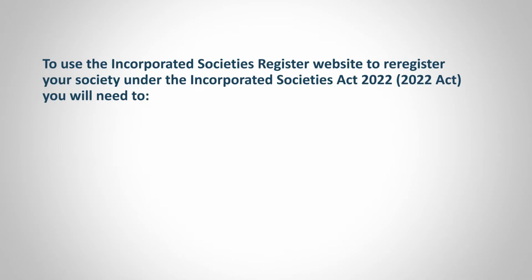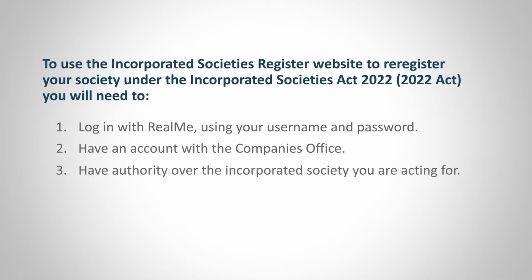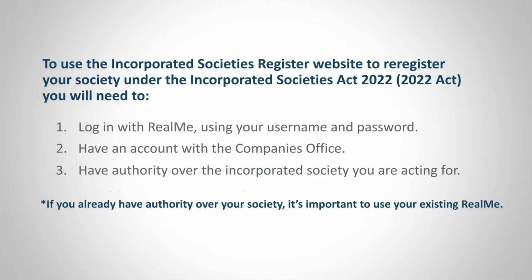To use the Incorporated Societies Register to re-register your society under the Incorporated Societies Act 2022, you will need to: 1. Log in with RealMe using your RealMe username and password. 2. Have an account. And 3. Have authority over the incorporated society you are acting for. If you already have authority over your society, it's important to use your existing RealMe.